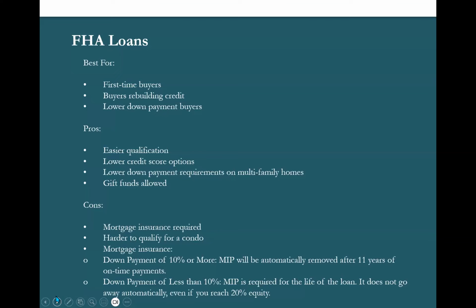It's harder to qualify for a condo, so they are much more limited. Probably, if I had to estimate, I'd say about 90% of loans, condos have to go conventional, and about 10% are approved FHA.